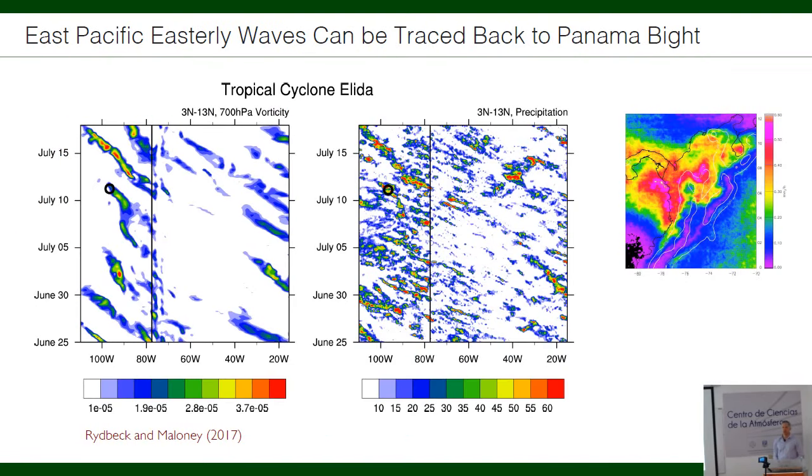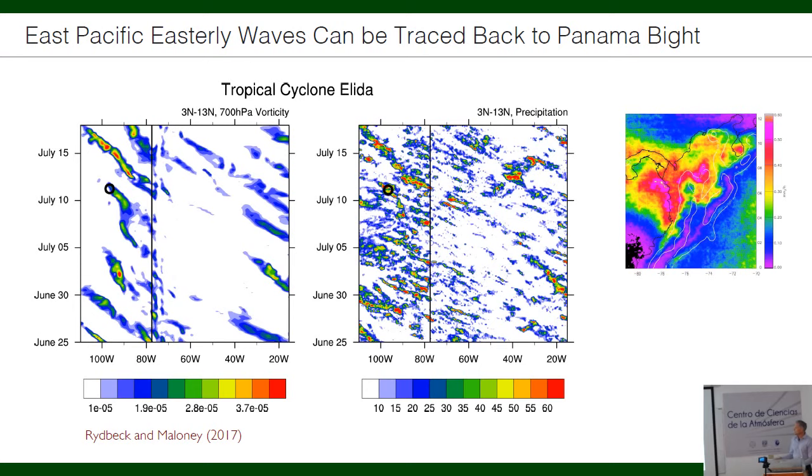Okay, so now I'm going to talk about what I've done with some of my students to assess this process. This is some work that I've done with Adam Ridbeck, a former student of mine who's now at the Naval Research Lab in Alabama in the United States. This plot shows a period from June 25th through about July 20th of one particular year. I can't remember what year, but it was a year when there was a genesis of Tropical Cyclone Elida over the Eastern Pacific.